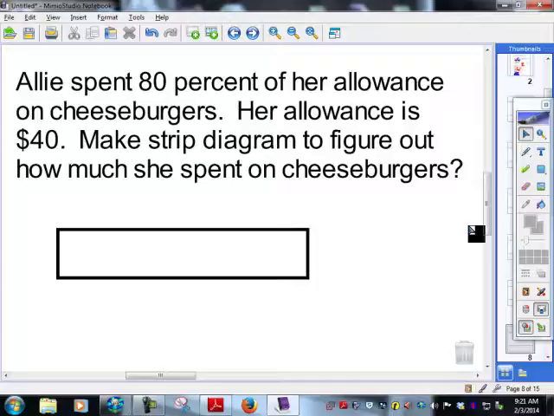I told you the strategy I wanted you to use was to do your proportion first, then make the strip. Because once you figure out what it's giving you, if it gives you the whole, then you know the whole strip represents the whole. If it gives you a part, then the whole strip doesn't equal that other number. Okay?